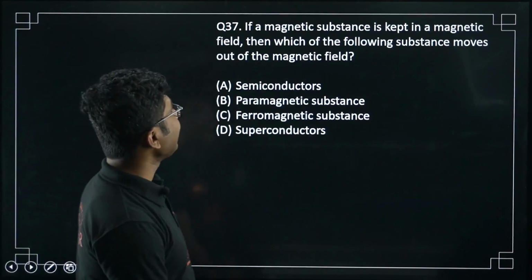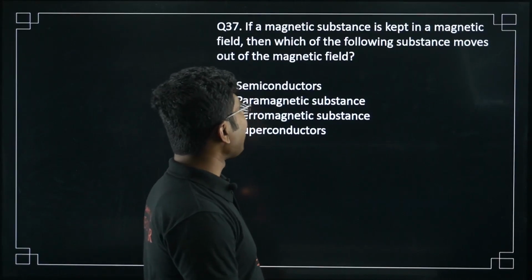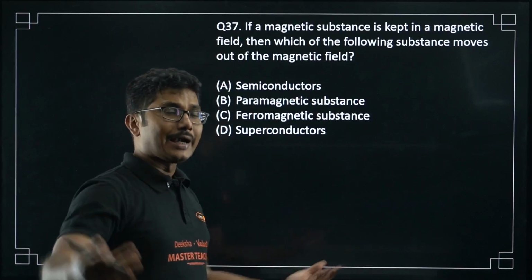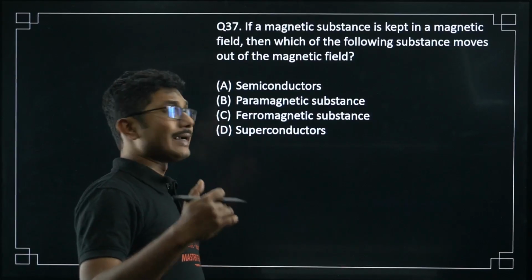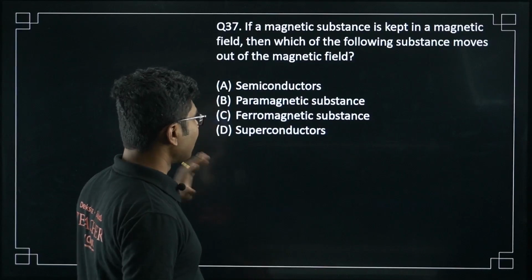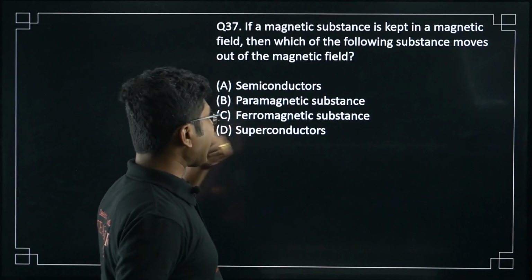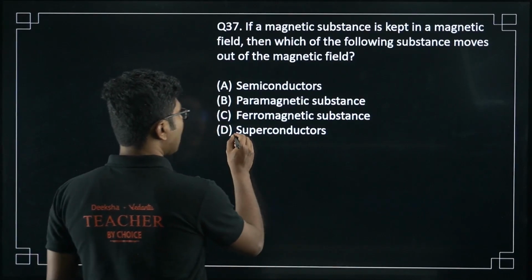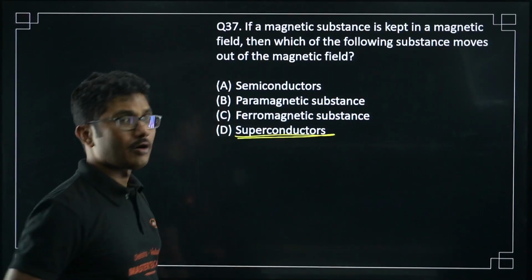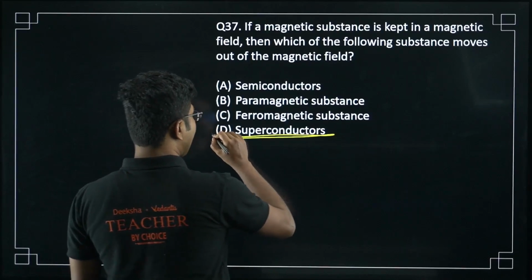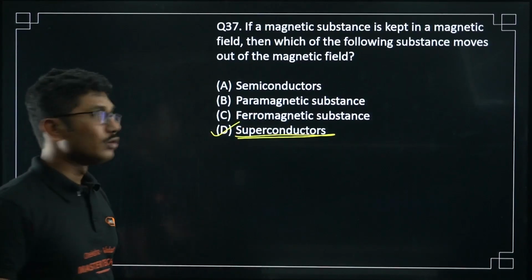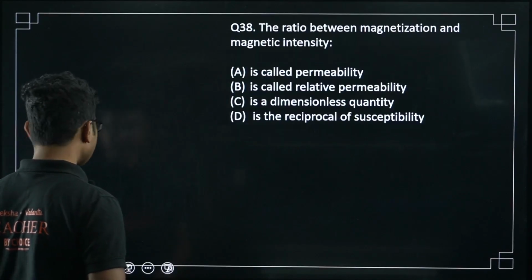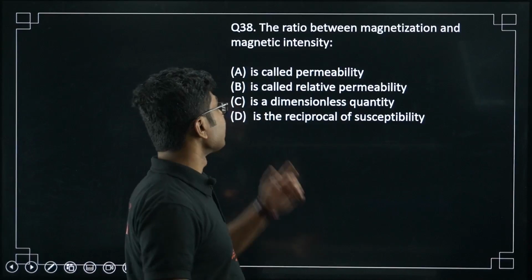Next question: if a magnetic substance is kept in a magnetic field, which of the following substances moves out of the magnetic field? Again, a diamagnetic substance moves out of the magnetic field. Semiconductors, we cannot say whether they are diamagnetic or not. Paramagnetic substance, definitely not. Ferromagnetic substance, definitely not. Superconductors are an example of perfect diamagnetic substance, so superconductors are those which will come out of the magnetic field. So this is the answer for this question.